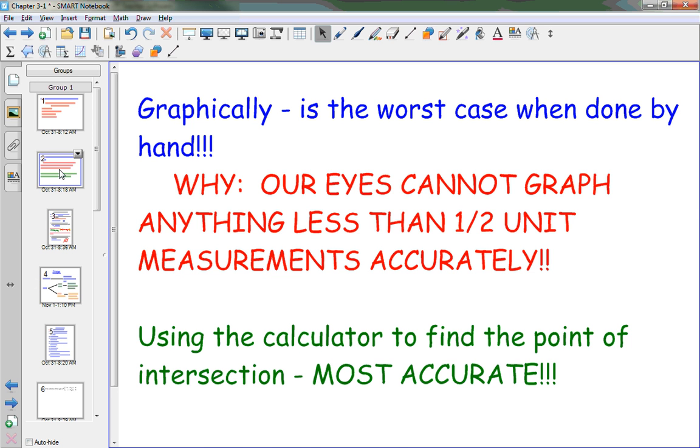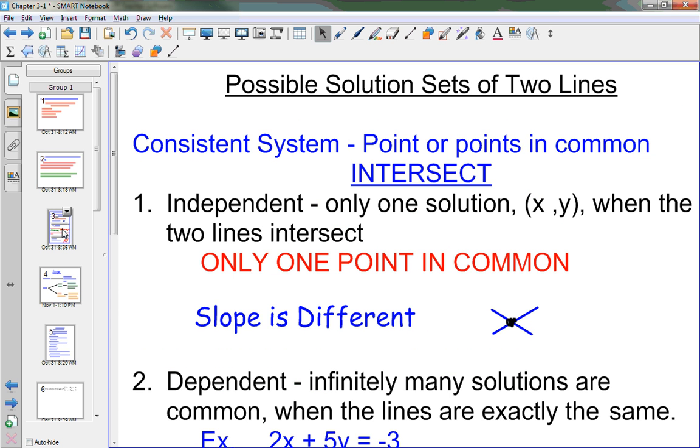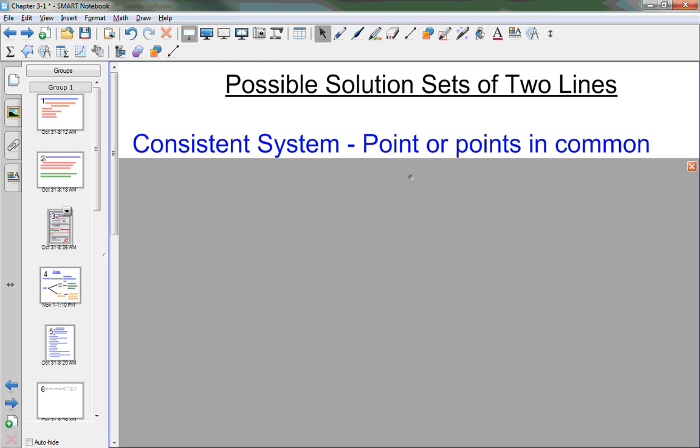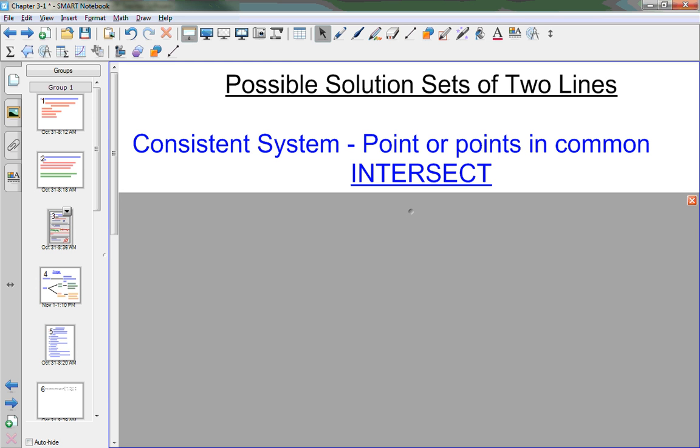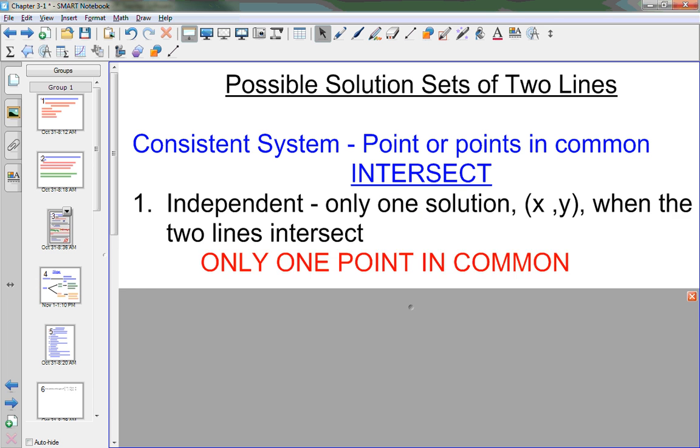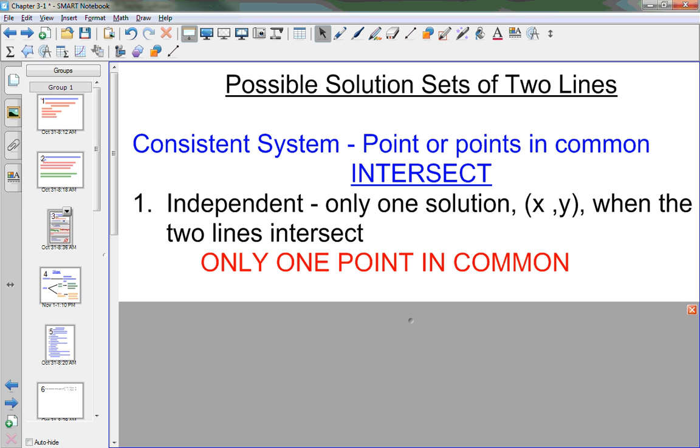Now, this is the meat and the potatoes of this section. And this talks about our possible intersection points. Now, if the system is consistent, that means that there is a point of intersection out there. There is a point, or there are many points in common. Now, if you are a consistent system, again, you have a point of intersection. There are two types: independent versus dependent. Independent means that you have one solution, meaning that you can actually see the one point of intersection out there in space. Do we understand that?